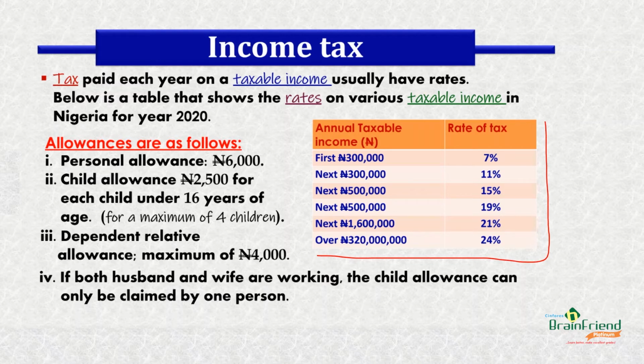Now, for the purpose of calculation in this lesson, we are going to use personal allowance at the rate of 6,000 naira, child allowance 2,500 naira, then dependent relative 4,000 naira maximum. Then, if both husband and wife are working, the child allowance can only be claimed by one person. So we are going to observe these rules for the purpose of this lesson.